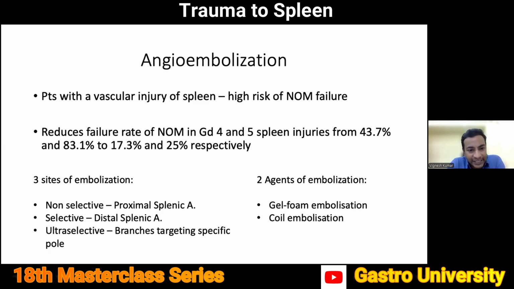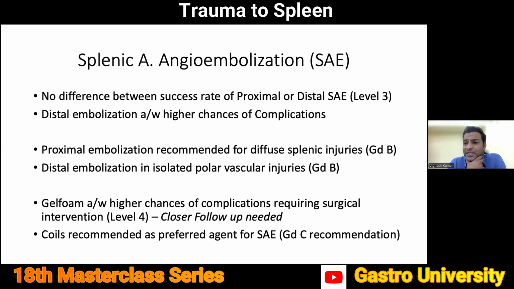One should remember that there are 3 sites of angioembolization that can be done, and 2 agents that can be used. The 3 sites being either proximal, distal, or targeted, that is super-selective or non-selective. The 2 agents that can be used are gel foam or coils. Being more specific to angioembolization itself, there's no difference in the success rate between a proximal or a distal angioembolization. Distal, quite contrary to what people think, is associated with higher chances of complications.